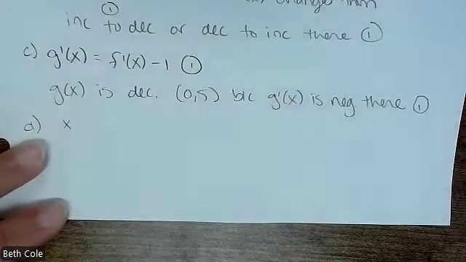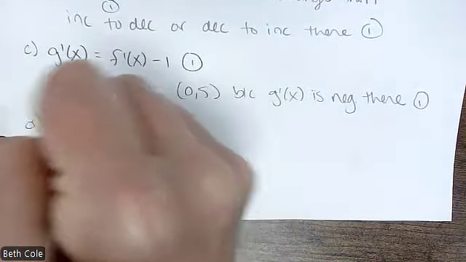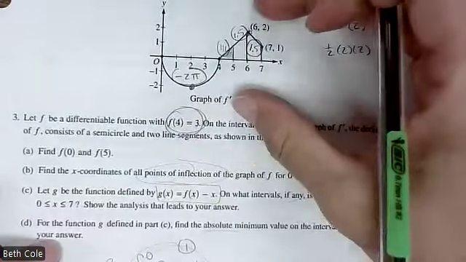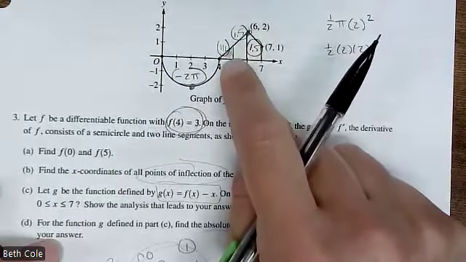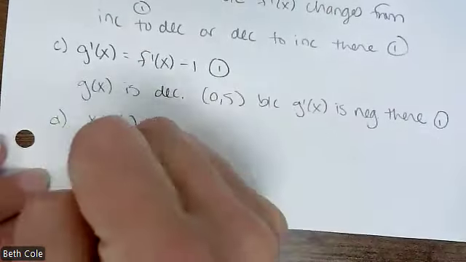Oh yeah, endpoints and critical points, which are 0 and 7 are the endpoints. Now, again, you have to imagine this moved down 1. So the other place would be 5. And then 7 would also hit the x-axis, but that's the end of your interval. So 0, 5, and 7.